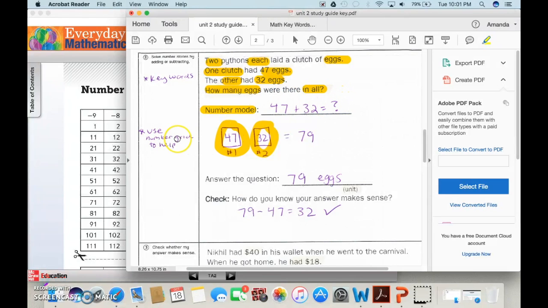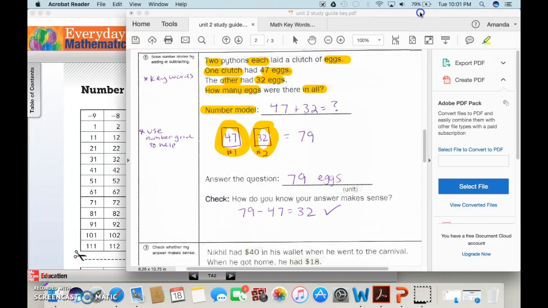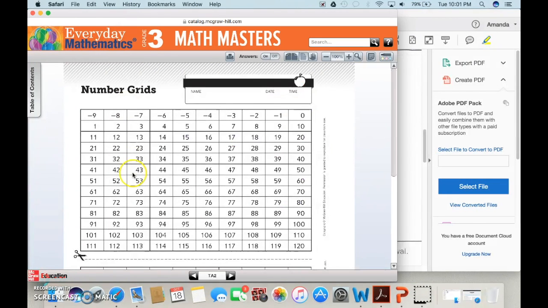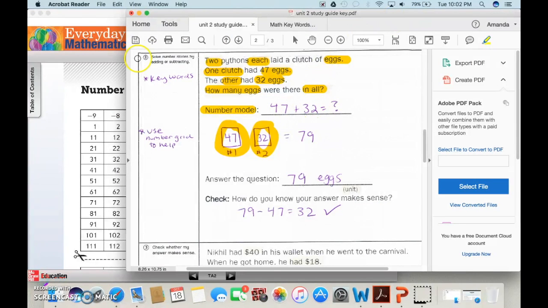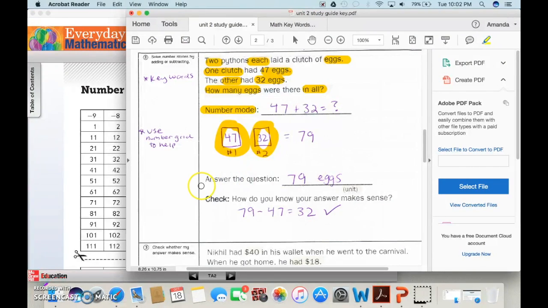Now I'm going to go over to my number grid to help me solve this problem. So I'm adding 47, so I'm going to find 47. So I see it's right here. And I need to add 32. So I'm at 47. I can go down 10, 20, 30, 31, 32, and my answer is 79. You'll definitely want to use your number grid to help you if you need that. I don't want to just put 79 as my answer. I need to make sure I have my unit, which is eggs in this case.